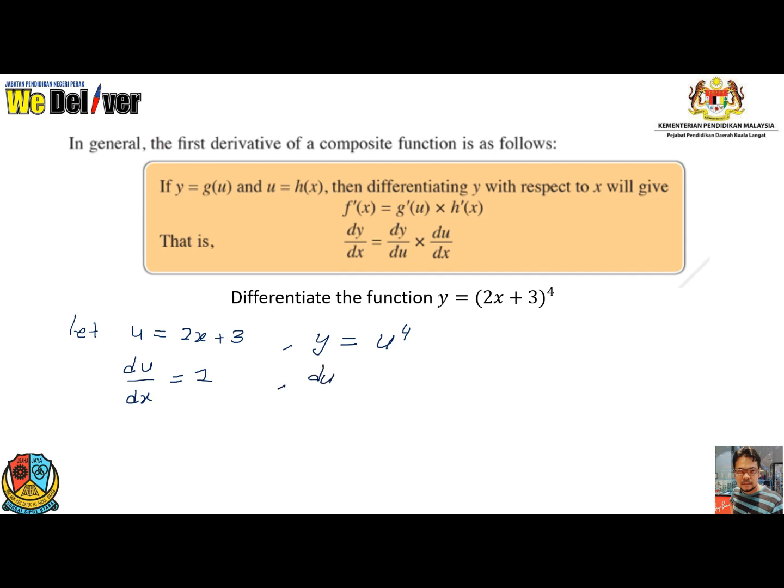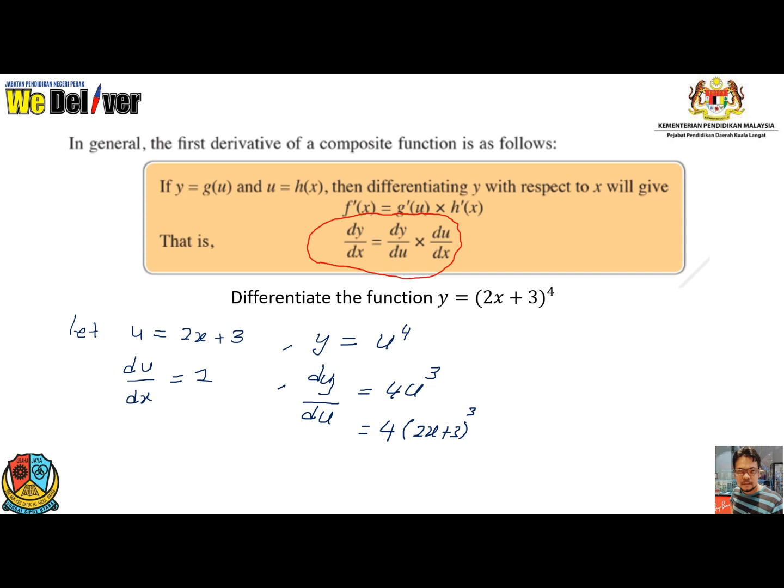And then differentiate y with respect to u to find dy/du. So you get 4 in front, u to the power of 4 minus 1, that is u to the power of 3. Substitute back the function of u, for u is 2x plus 3, to the power of 3. And then substitute in the formula to find dy/dx.